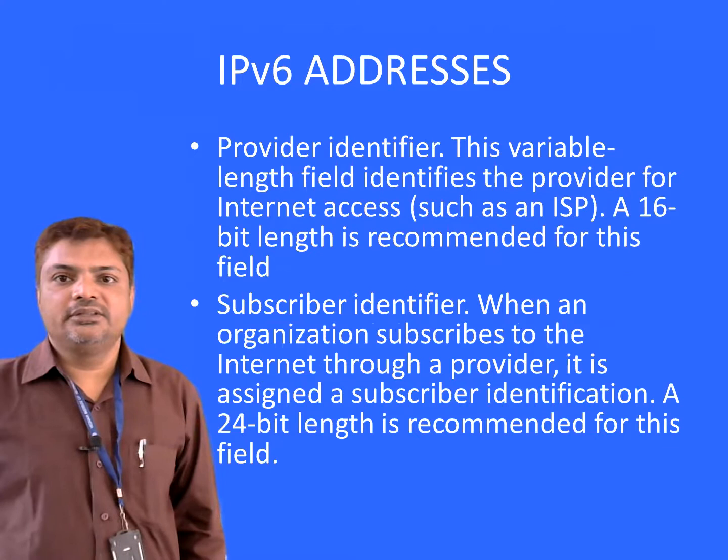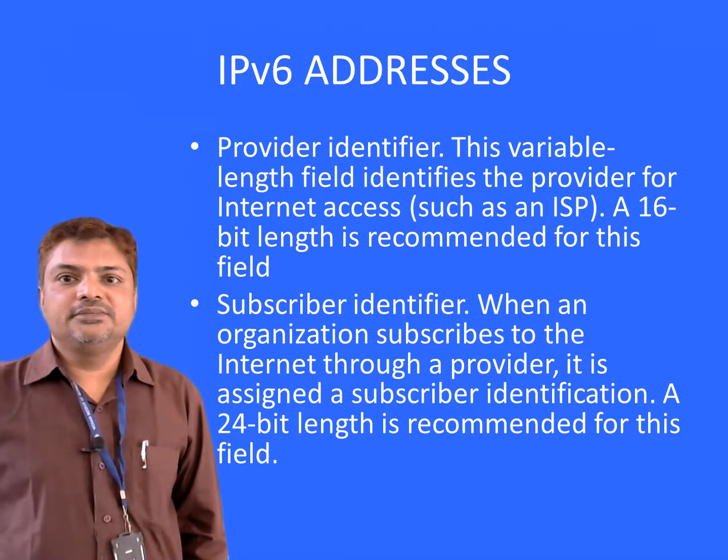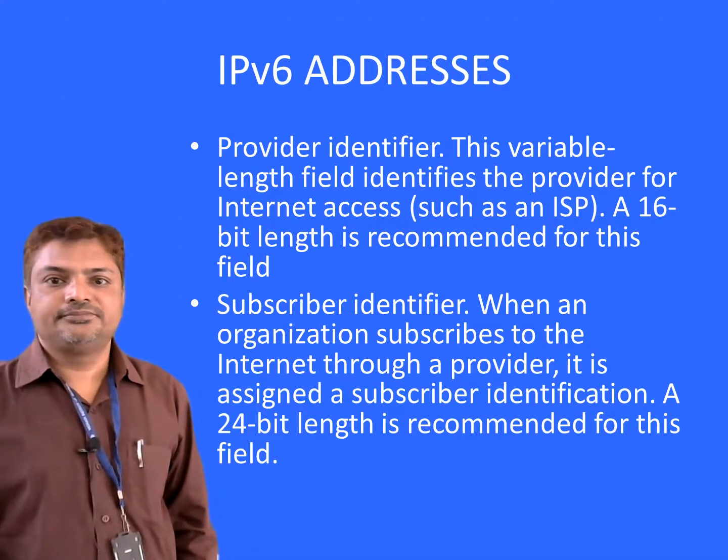Provider identifier. This variable length field identifies the provider for internet access, such as an ISP. A 16-bit length is recommended for this field. Subscriber identifier. When an organization subscribes to the internet through a provider, it is assigned a subscriber identification. A 24-bit length is recommended for this field.